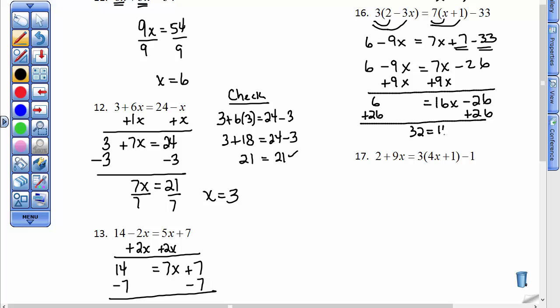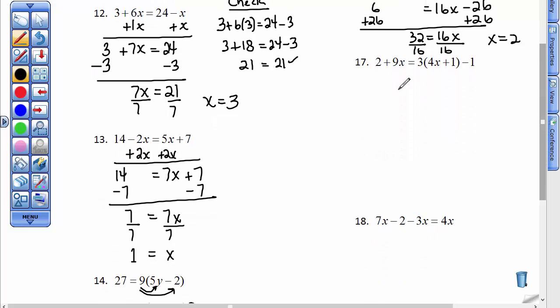And then I'm going to divide at the very end both sides by 16 to find out that x is equal to 2. How about if you go ahead and do the next two, but let me just tell you that this one's answer is going to be 0, and this one's answer is going to be no solution.